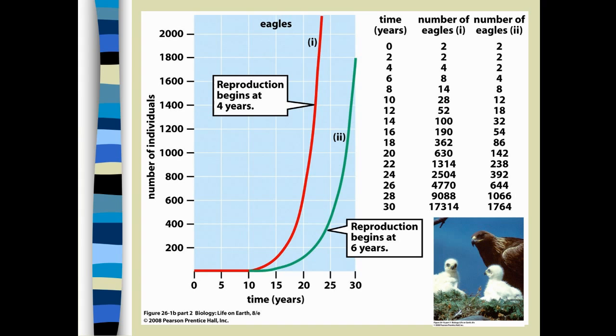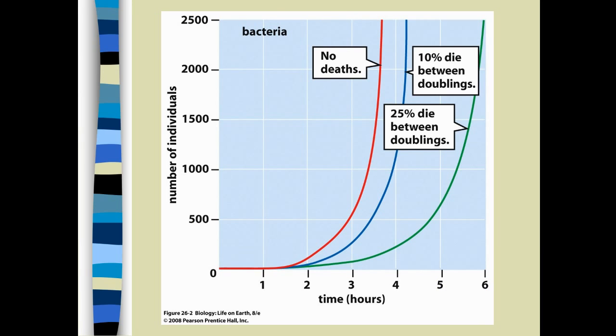Even so, here's just one example where you can see two different populations. The line in red shows a population in which reproduction begins at just 4 years of age, and the second graph shows a population in which reproduction begins at 6 years. So you can see that the later in life a population starts reproducing, the slower the exponential growth they're going to experience.